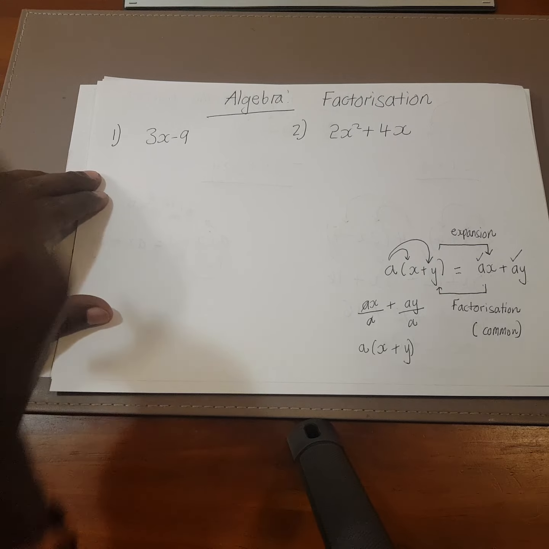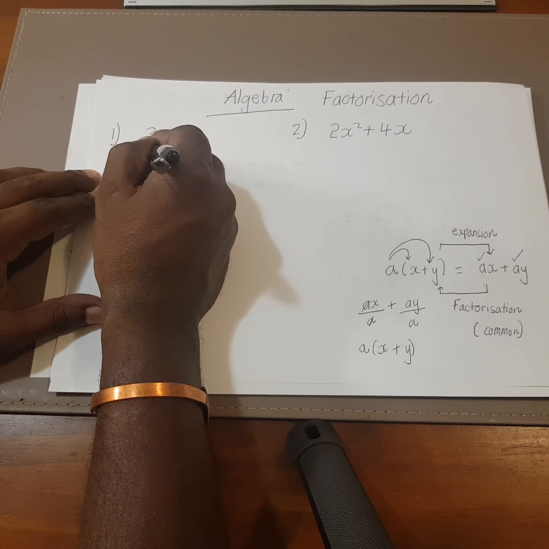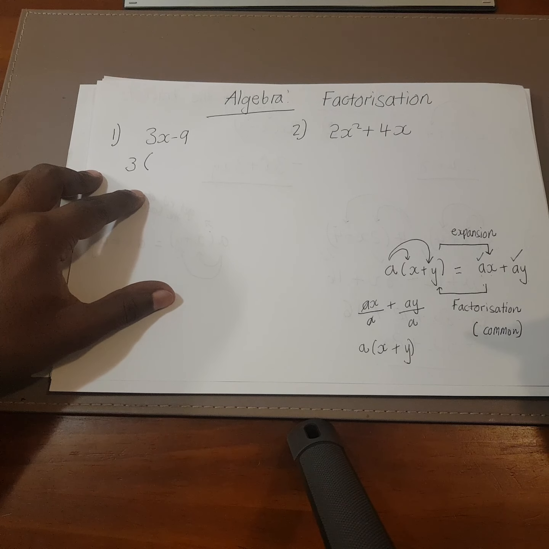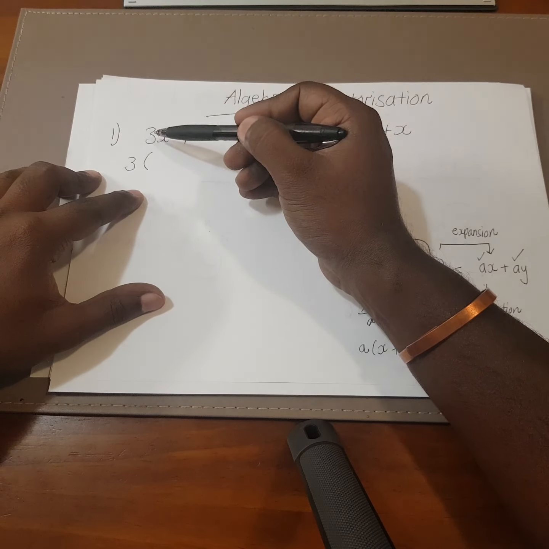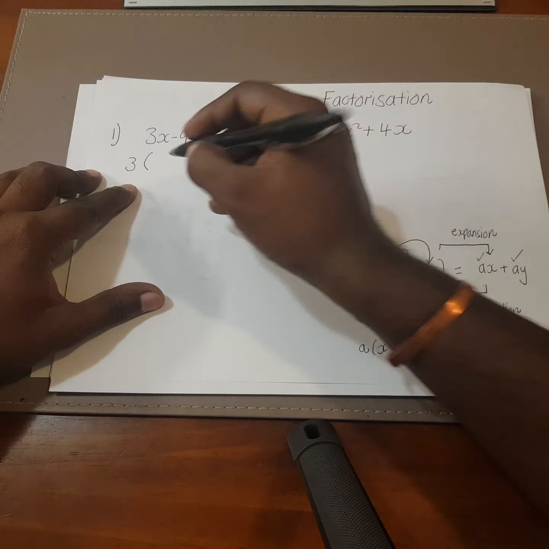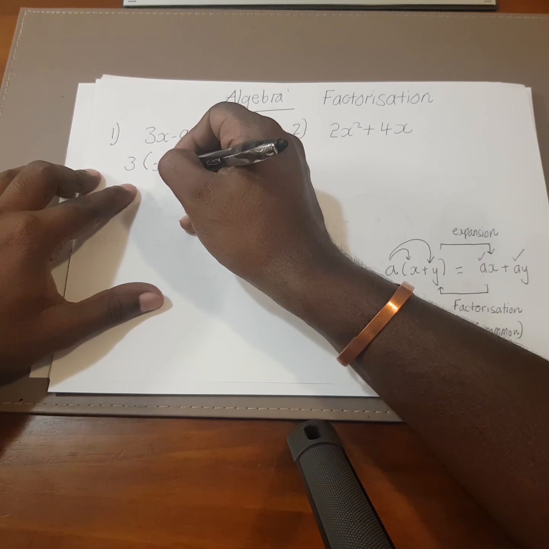So what I would do is, I would put a 3 here, open the brackets, because remember, like I mentioned, when you're expanding, you close the brackets, but when you're factorizing, you're opening the bracket. So in your mind, you're going 3x divided by 3. If you solve it mentally, you know that is x.